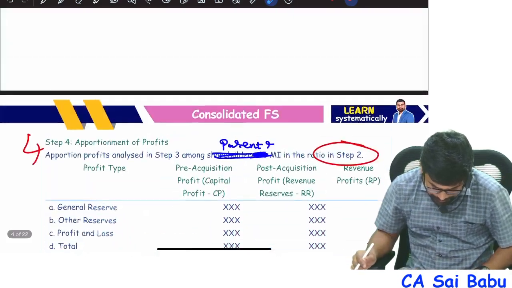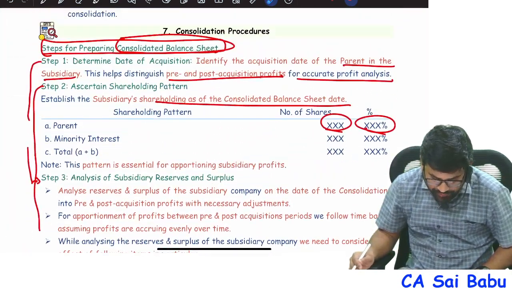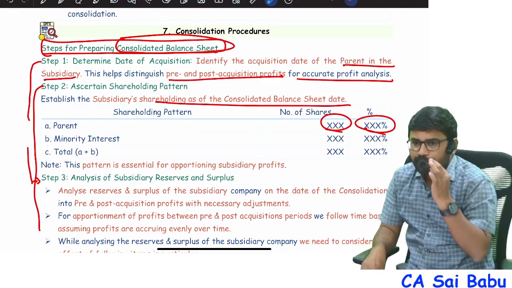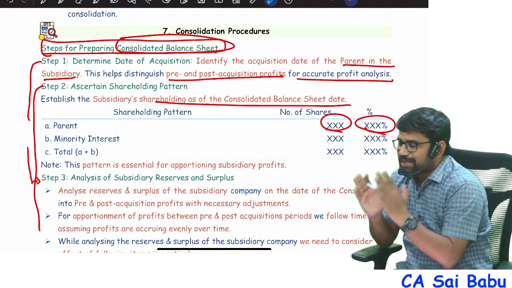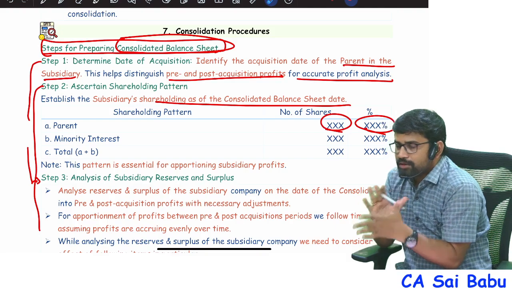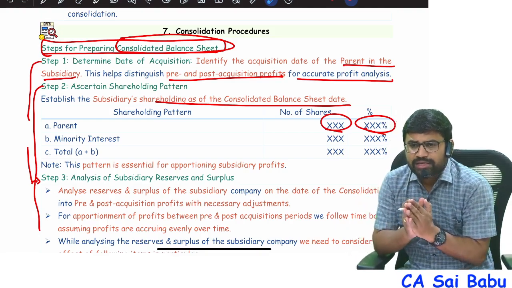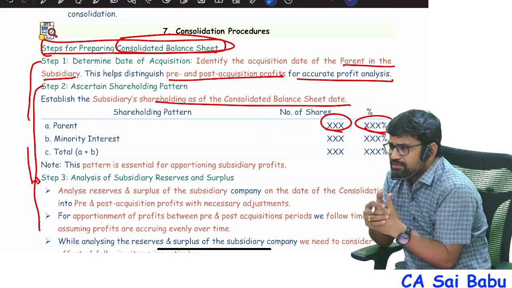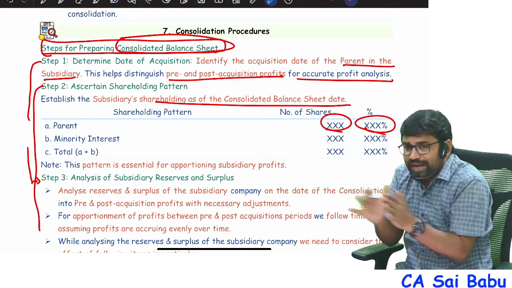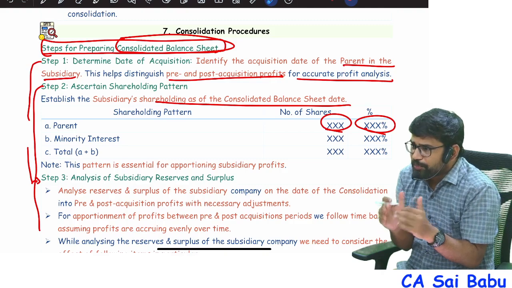Okay, so see this. First step, come on, help me. Consolidation of balance sheet. What's step number 1? What is the date of first step? Date of acquisition. Why date of acquisition? To divide the subsidiary company profits into pre and post.